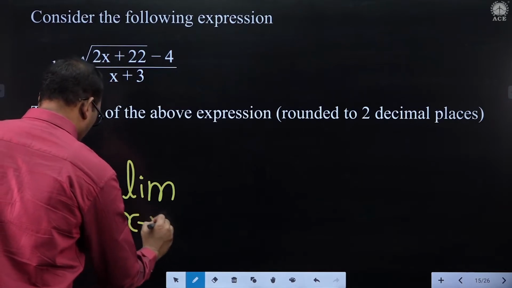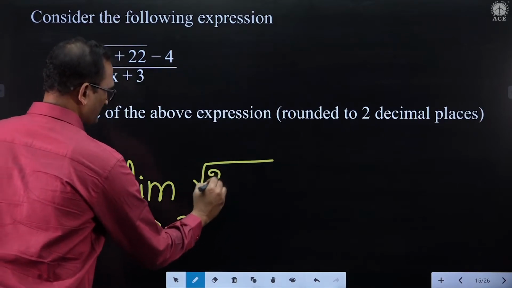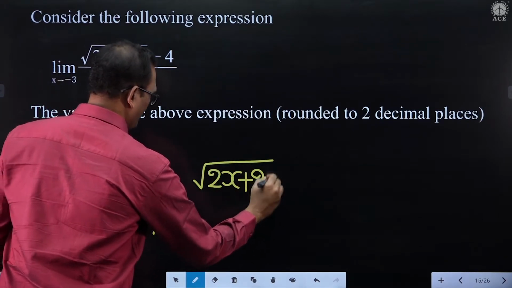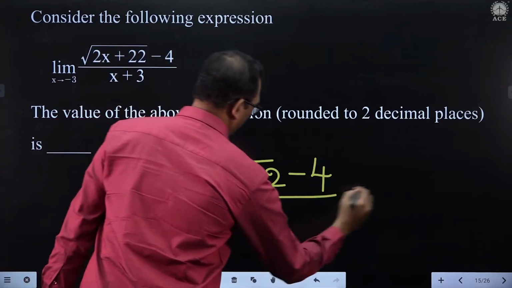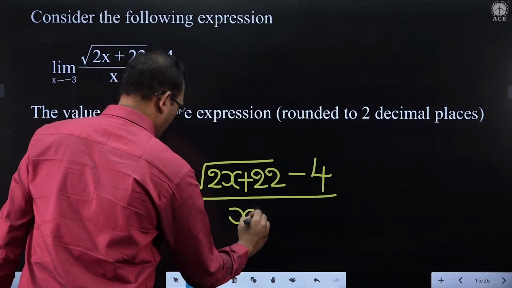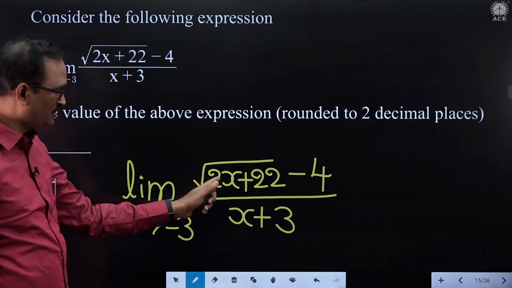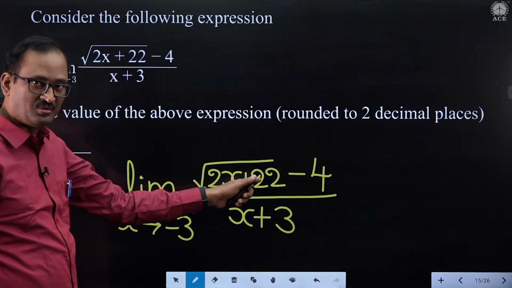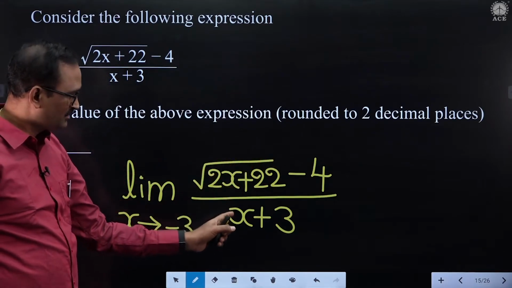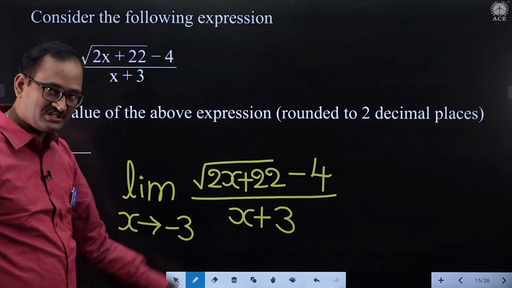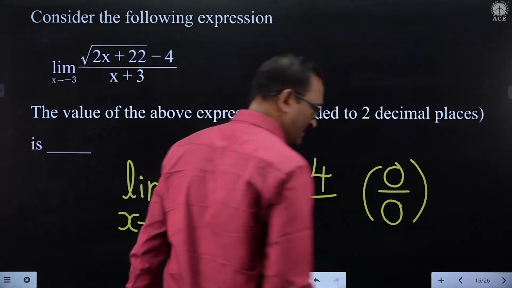Limit x approaching minus 3, square root of 2x plus 22 minus 4, divided by x plus 3. If I take x is equal to minus 3 here, 2 into minus 3, minus 6 plus 22, that is 16. Root 16 is 4. 4 minus 4, 0. This is also minus 3 plus 3, 0. So 0 by 0 form, we need to apply L'Hospital rule.